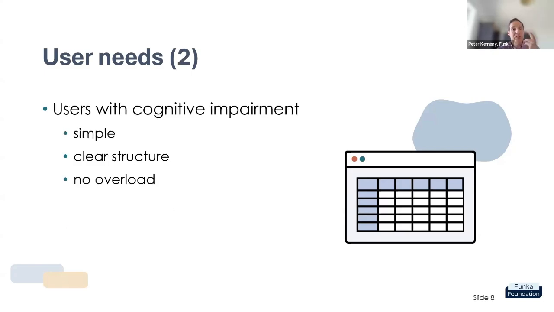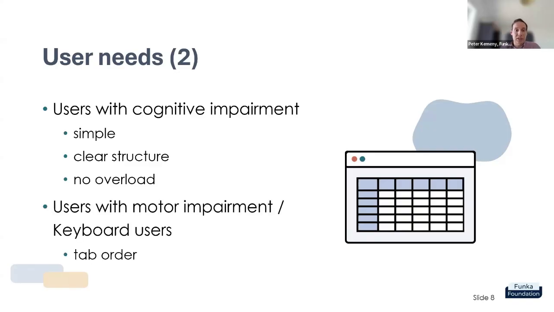Another group of users is users with cognitive impairment. They need a simplified and clearly labeled table to avoid overwhelming amounts of data. They also need the data and the way the text is presented not to create cognitive overload, so that the table is understandable. And the last group I'll mention today is users with motor impairment who use keyboards to navigate the table.